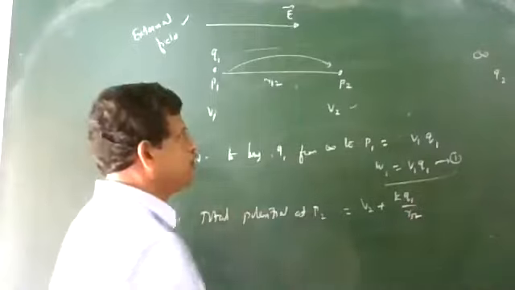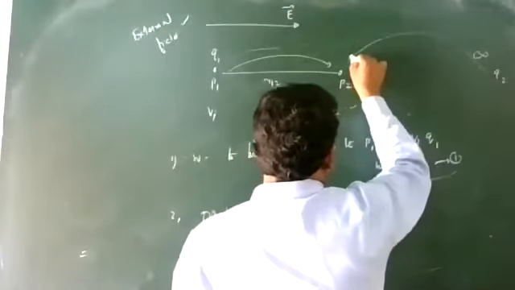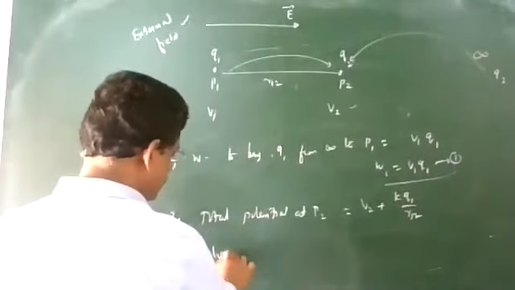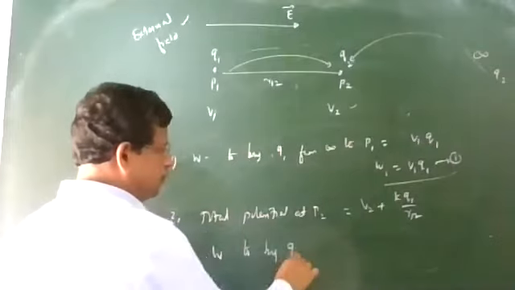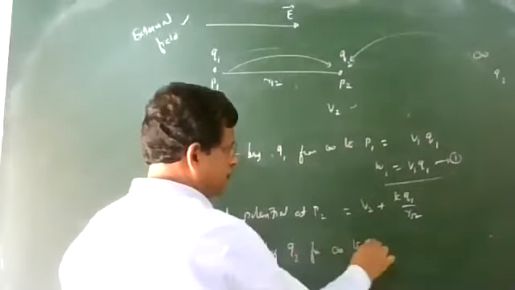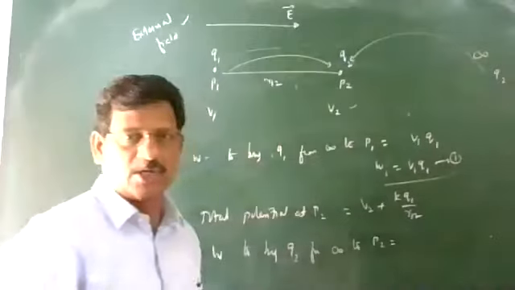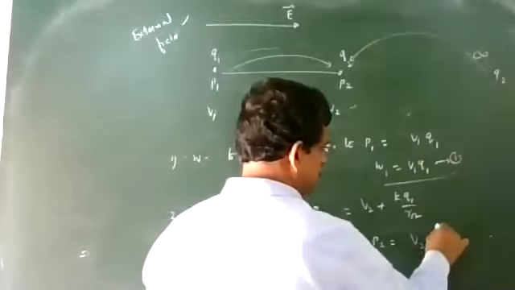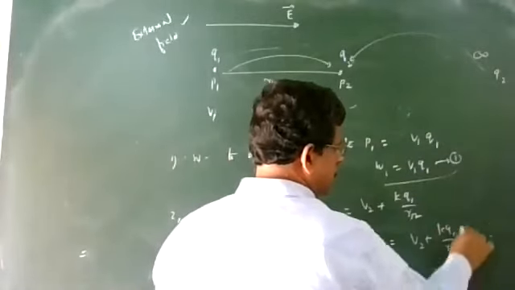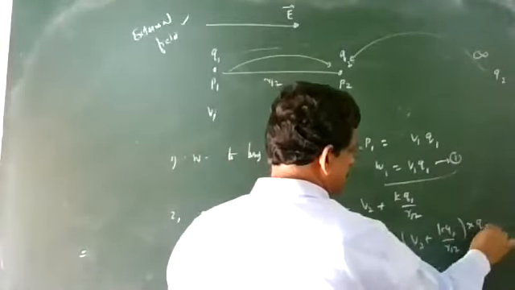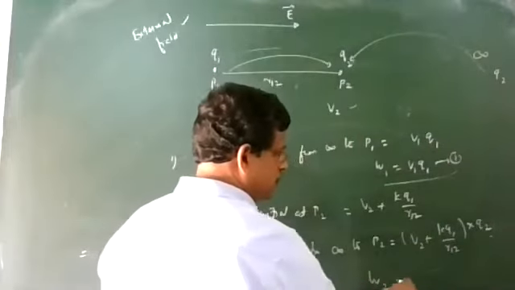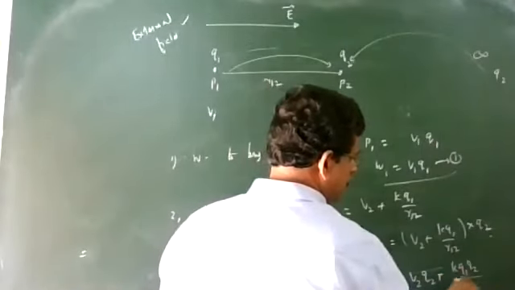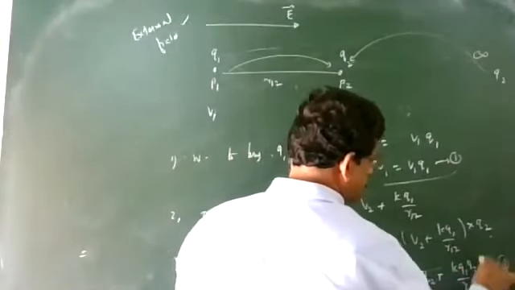Suppose you are bringing Q2. Now Q2 has to be brought and placed at the point P2. So next, the work done to bring Q2 from infinity to the point P2 is the total potential at the point P2 times the charge. Total potential is V2 plus K Q1 divided by R12, times the charge. So this is W equal to V2 Q2 plus K Q1 Q2 divided by R12. Equation number 2.